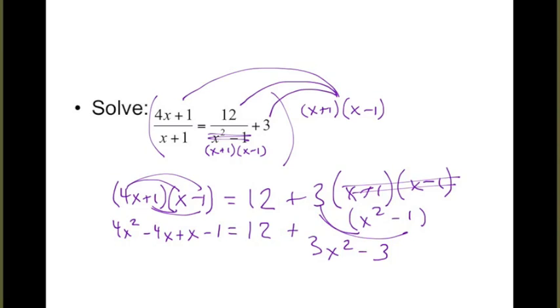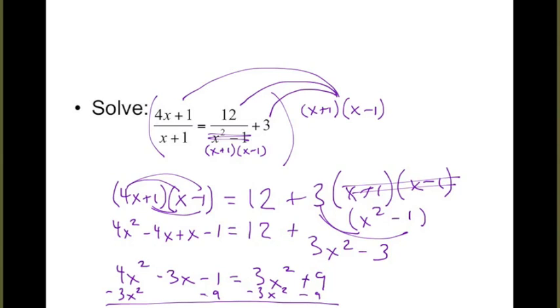There's some like terms to combine. Get 4x squared minus 3x minus 1. Over on the other side, 3x squared plus 9. This is a quadratic equation because we have those x squareds in there. To solve a quadratic equation, we want everything on the same side set equal to 0. So I'm going to subtract 3x squared and subtract 9 from both sides. So it leaves me with x squared minus 3x minus 10 equals 0.